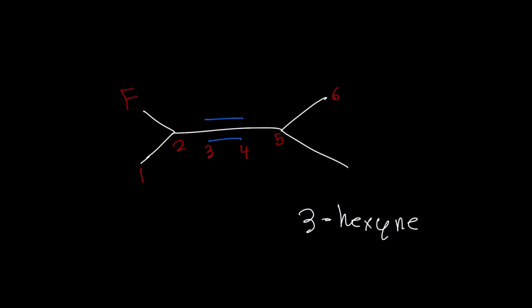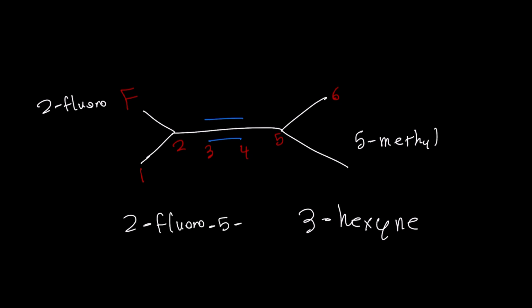But we have two substituents. We have a methyl on carbon 5, which would be 5-methyl. And we also have a fluorine on carbon 2, so that's a 2-fluoro. Since F comes before M in the alphabet, we're going to put the fluoro first. So 2-fluoro-5-methyl-3-hexyne.